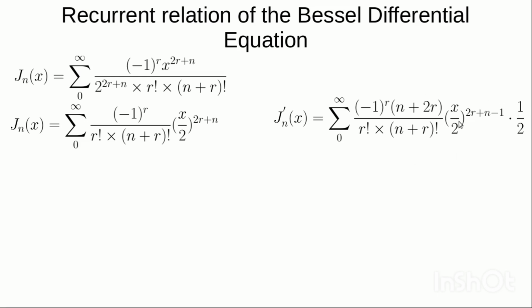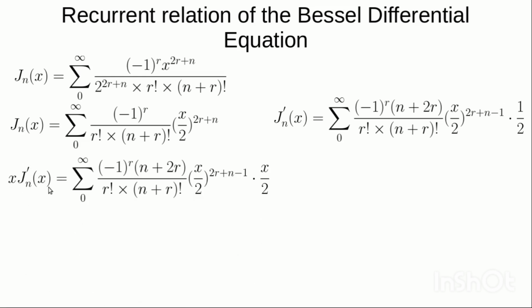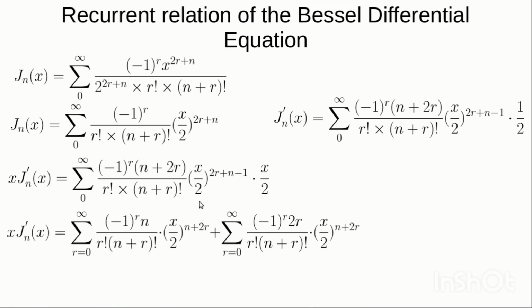At this point, if we multiply both sides by x, we have x J_n prime of x, then x over 2. So this x over 2 can go back into this part to take care of this minus 1. Then also notice that this n plus 2r, we can split this equation into 2. So that n will be for the first one, 2r will be for the second one. So we have this expression: n for the first part, 2r for the second part.